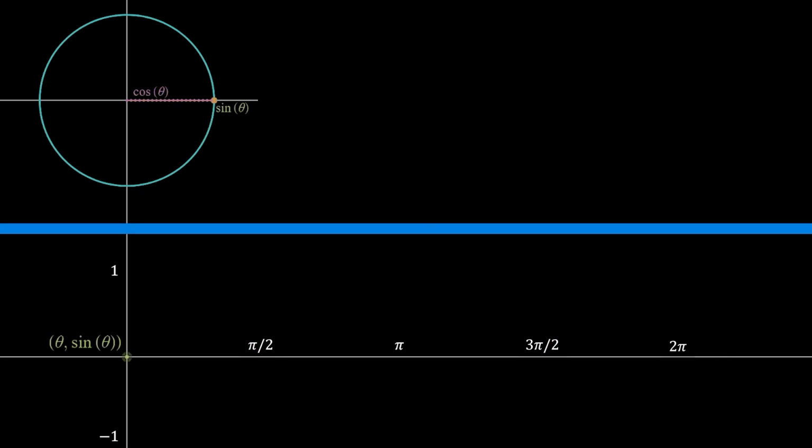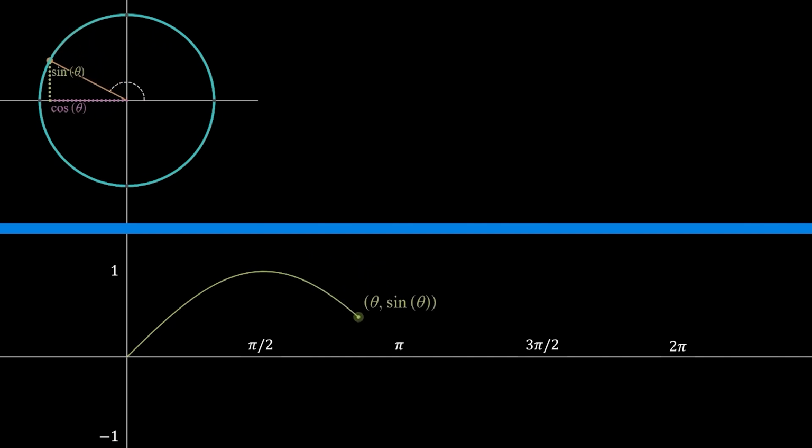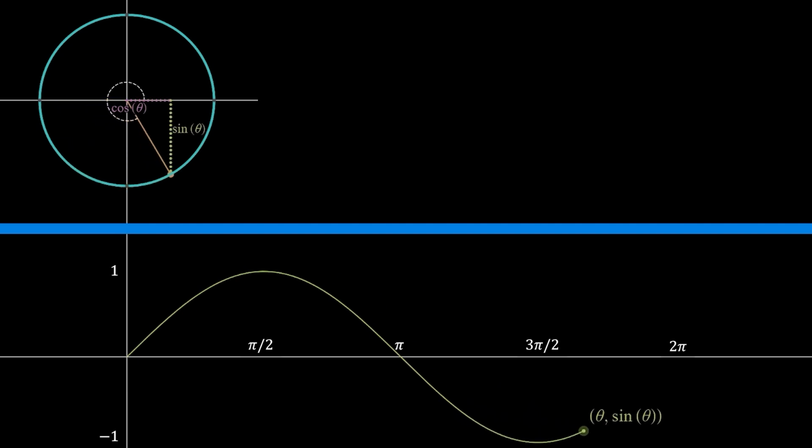Similarly, we can look at sine of theta, which is now plotting out the vertical component. As the point rotates around the circle, this is going to give the graph of sine. So the point is that you can always generate the sine and cosine graphs and answer questions like cosine of 3 pi over 2 just by knowing the unit circle.